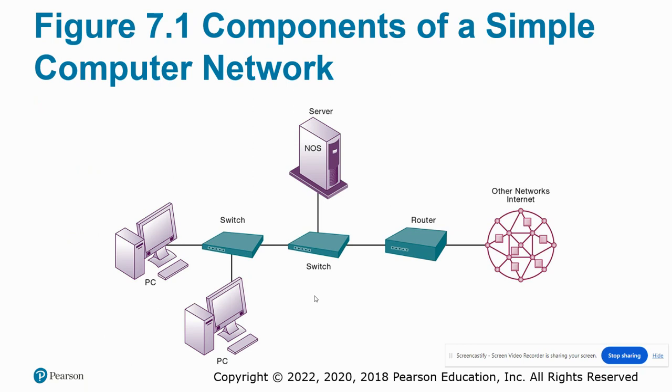Illustrated here is a simple computer network consisting of computers, a network operating system residing on a dedicated server computer, cable wiring connecting the devices, switches, and a router. Although the NOS, or Network Operating System, is shown as part of the server, note that depending on the type of software, a NOS may also be designed to reside on client computers, also called peer-to-peer networks.